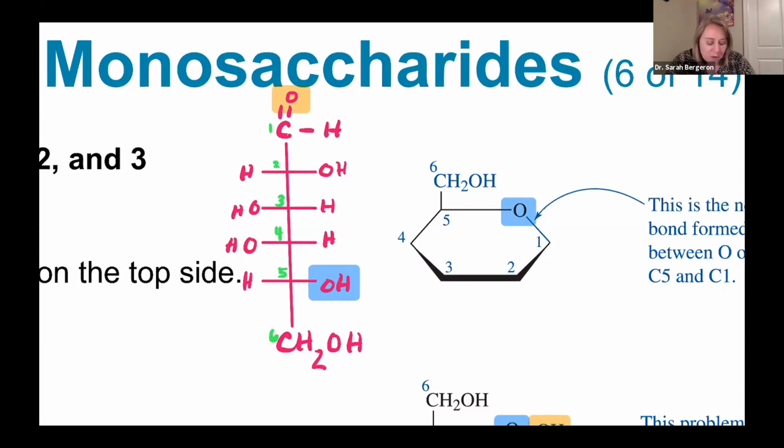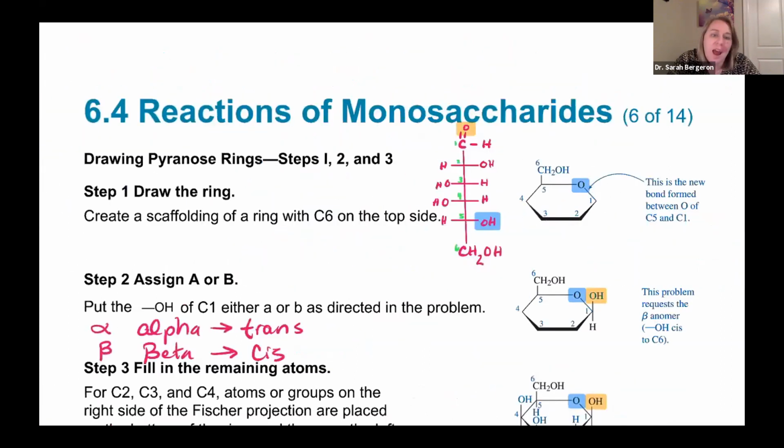And so when you do this, you're going to have to make a ring. Oxygen is going to be part of the top of the ring. And on the opposite side, you're going to put C6 attached to C5. So here's our C6 right here, and it's attached to carbon number 5. And that makes sense because C6 is attached to carbon number 5 right there, okay?